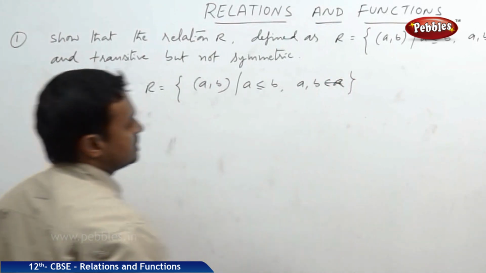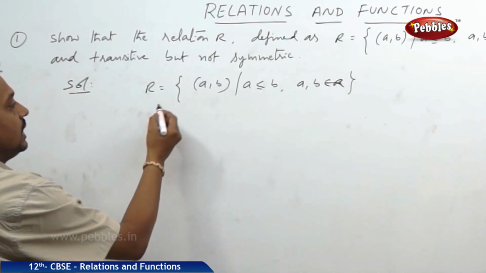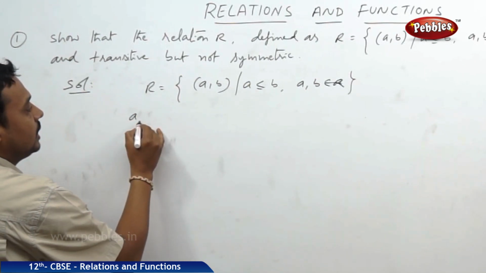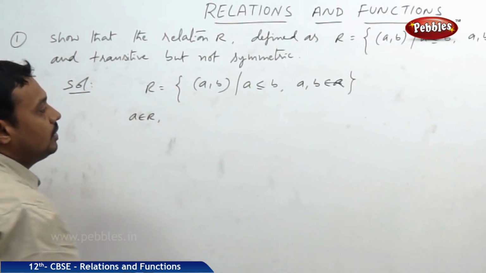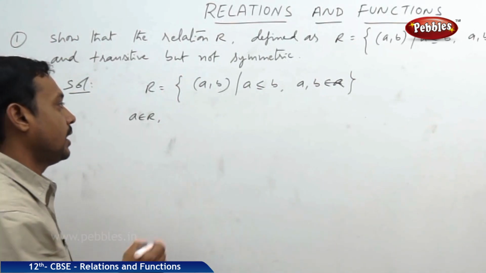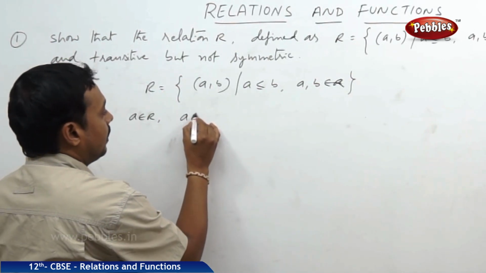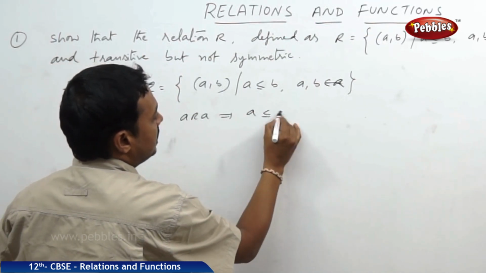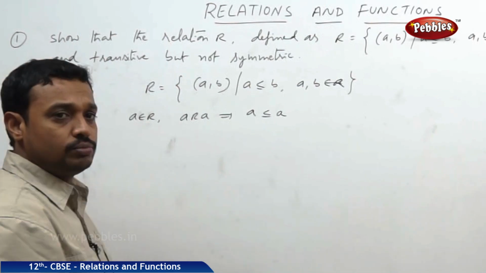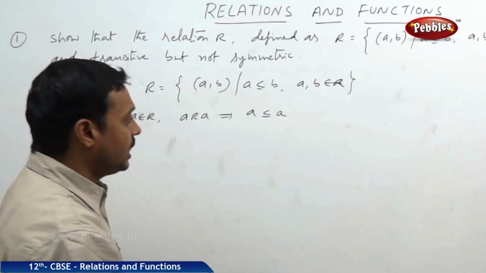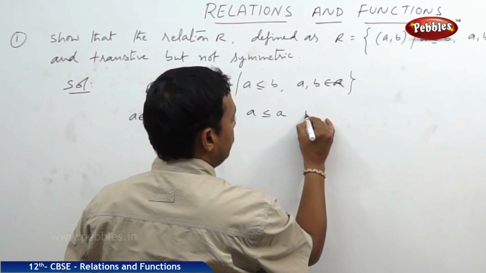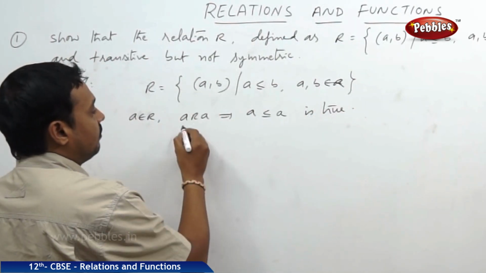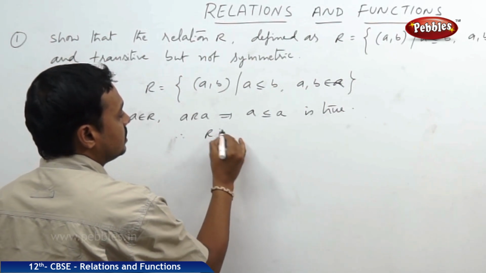Now, let us check whether it is a reflexive relation. For some A belonging to R, we have to prove that A is related to A. Now let us see, A R A. That implies that A R A means that A is less than or equal to A. Right, it is true. A is not less than A, but A equal to A is possible. So it is true. Therefore, the given relation R is reflexive.